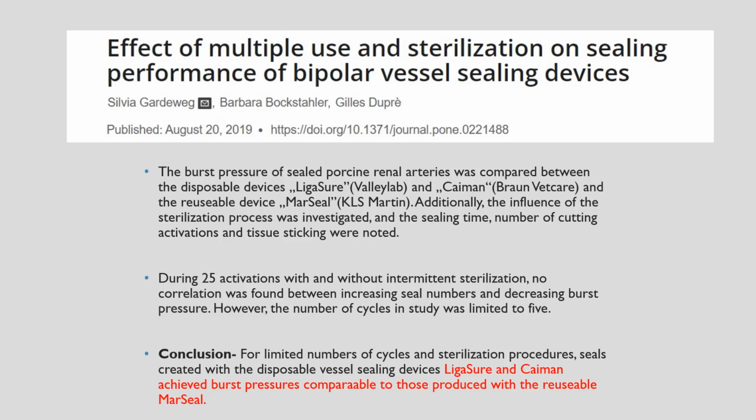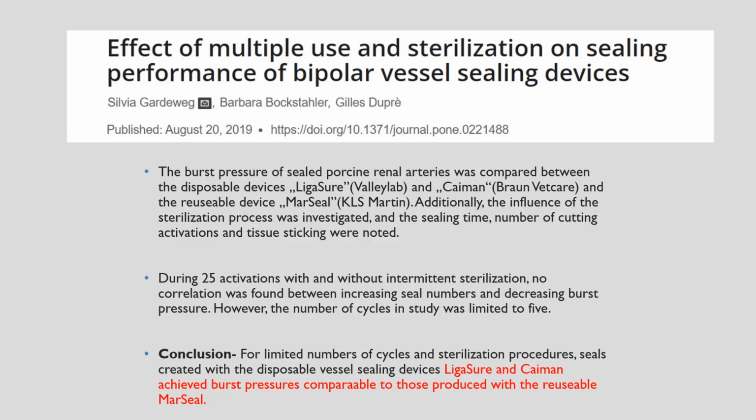So this is a very interesting study, which I think is very important pertaining to Indian scenario and many countries where these kind of advanced bipolars, which are marketed officially as a single-use device or as a disposable device, but they are used as reusable device. We know that there is an off-label use, reuse with sterilization, of course. So this particular study looked into what happens when you reuse and re-sterilize these devices in terms of their performance, and they compared Ligashore and Kaimin to MARSEAL.